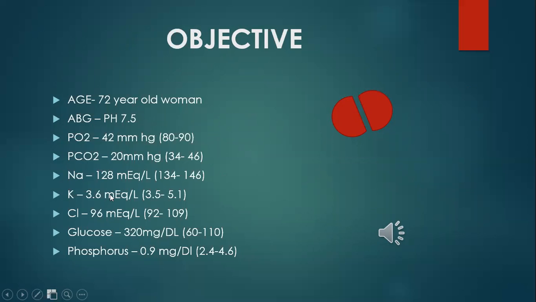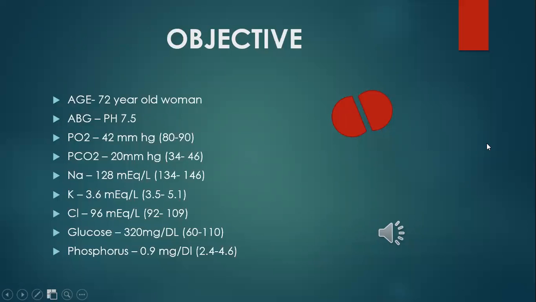While in the case of electrolytes, they're also fluctuating, they are not all normal. Sodium, potassium, chloride are basically in the normal ranges, but look at the glucose, it is very high. Now she is in a hyperglycemic state, I believe, because the normal range is 60 to 110, but here she has 320 mg per dL, which is not normal. Same as the case with phosphorus, it is very low.